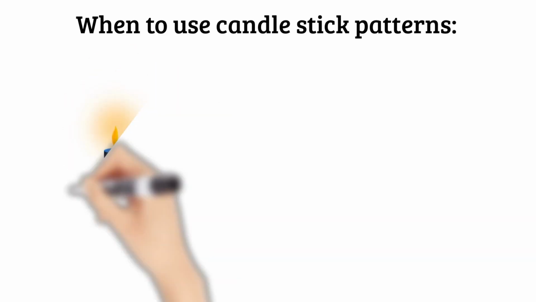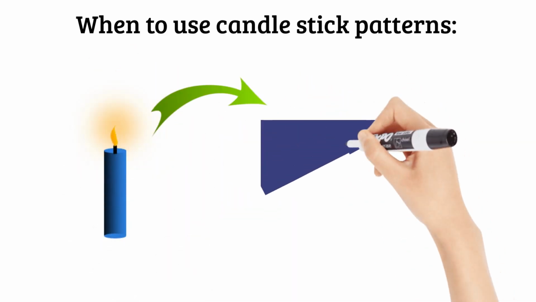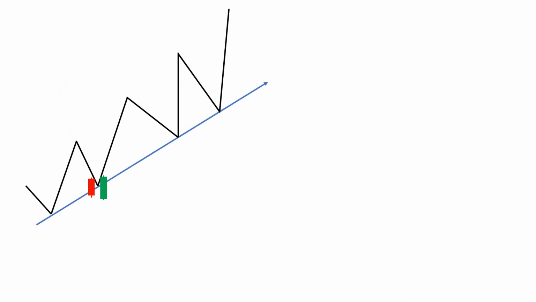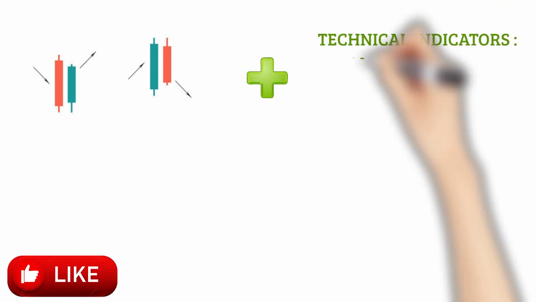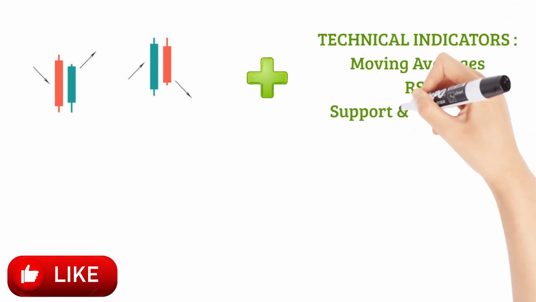The candlestick pattern should be analyzed in the context of the price trend. So for example, a bullish candlestick pattern appears but it should be at a support level of an uptrend or at the bottom of the downtrend when the stock is in an extreme oversold region. Candlestick patterns alone are not reliable unless you combine them with technical indicators like moving averages, RSI, support and resistance, trend lines, etc.